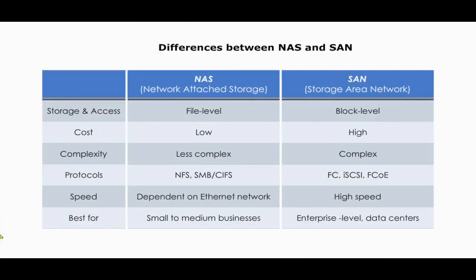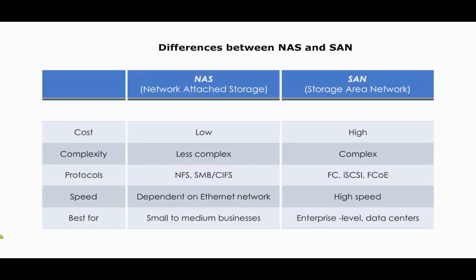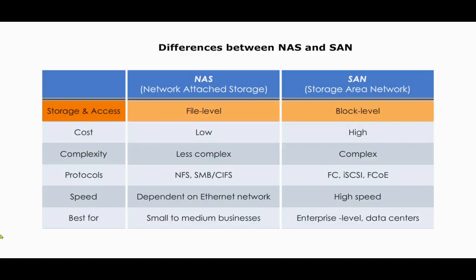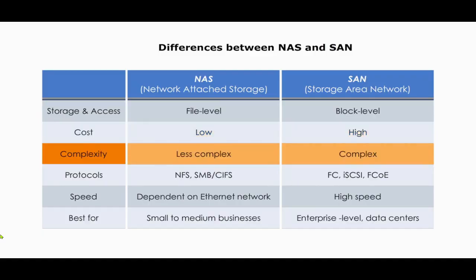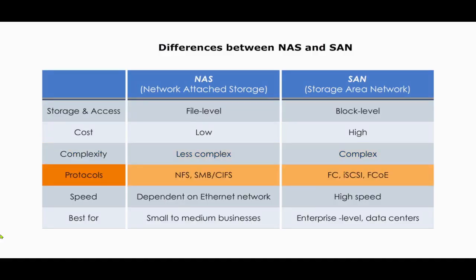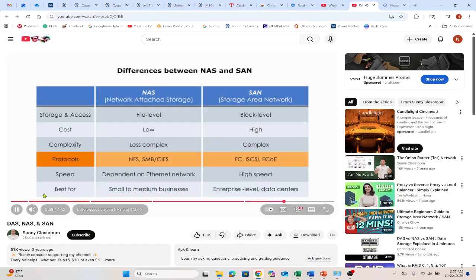Let me talk about the differences between NAS and SAN. Storage and access. NAS is file level and SAN is block level. NAS costs much less. SAN can easily cost millions of dollars for a big data center. NAS is less complex than SAN. SAN is highly sophisticated. NAS protocol include file level storage systems.